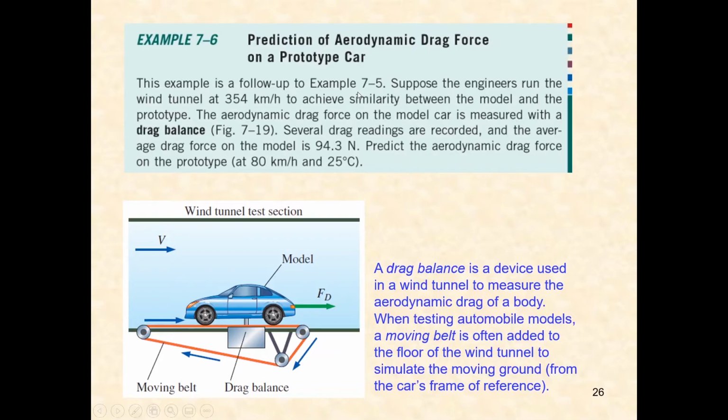So, prediction of aerodynamic drag force on a prototype car. This example follows up from the previous one. Suppose the engineers run the wind tunnel at 354 km per hour to achieve similarity between the model and the prototype. The aerodynamic drag force on the model car is measured with a drag balance. We use these instruments to measure the drag experienced by the model. Several drag readings are recorded and the average drag force on the model is 94.3 newtons. So predict the aerodynamic drag force on the prototype at 80 kilometers per hour and 25 degrees Celsius.